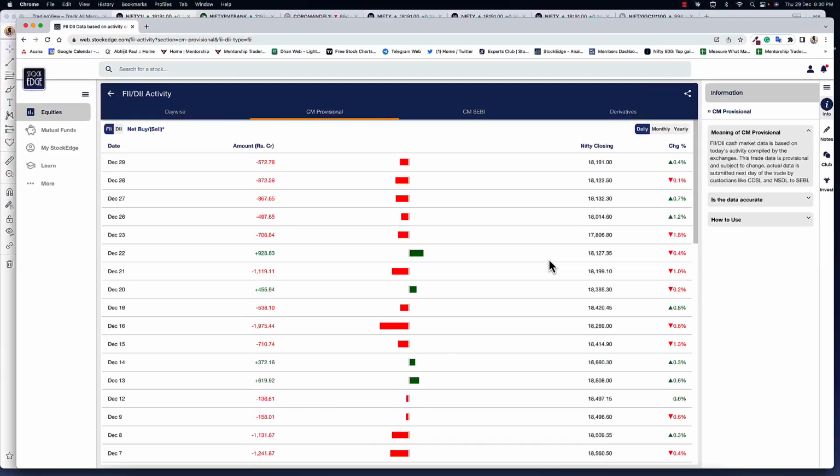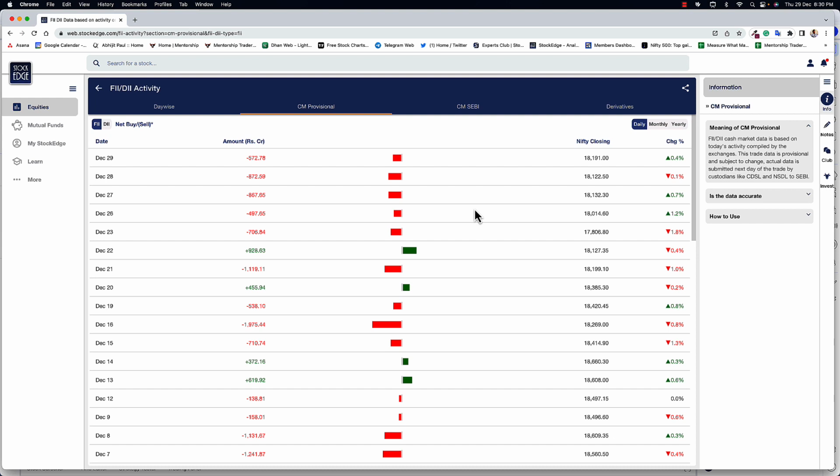Nevertheless, when I was looking at the FII data, I saw a mild selling number. Provisional cash market numbers were actually negative to the tune of 572 crores. Of course, these numbers are small because institutions are in a holiday mode, but nevertheless, 1, 2, 3, 4, 5 consecutive days of FII selling numbers coming in.